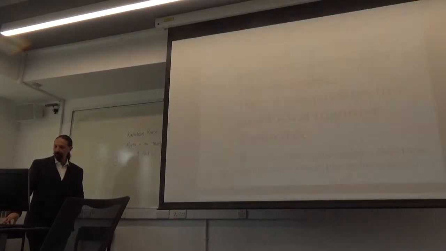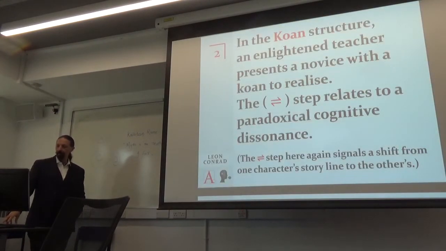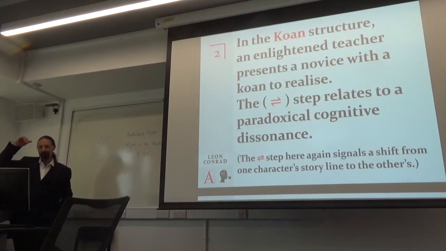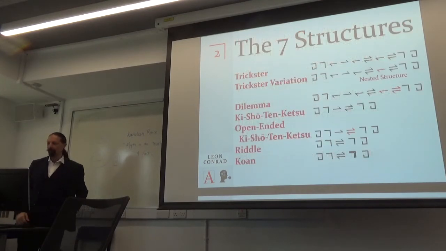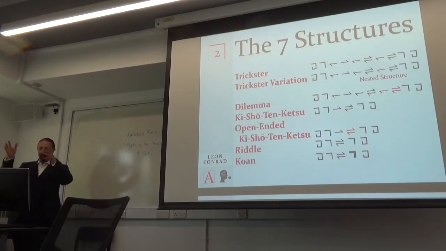And finally, the koan. The cognitive dissonance is designed to lead to an enlightened state of being. And interestingly, that appears in the most compressed story structure, going back to the depictions that I've shown.